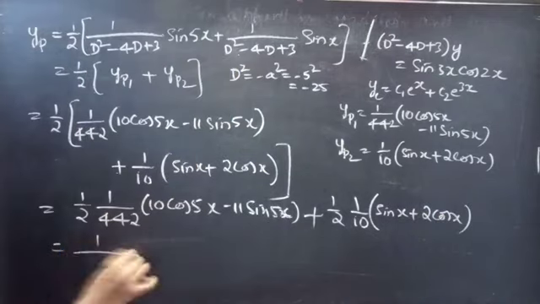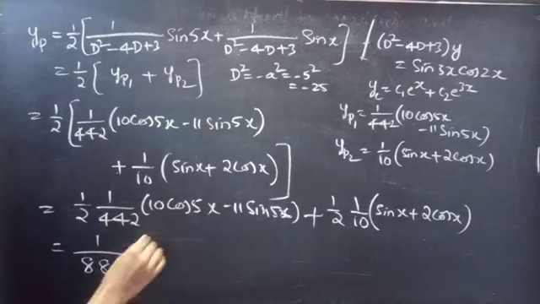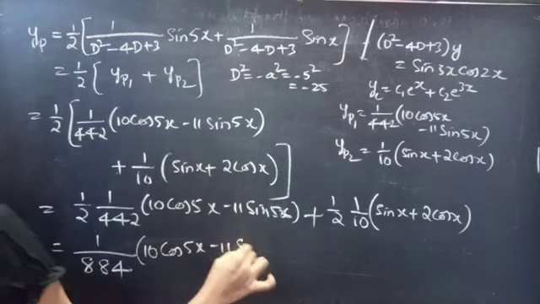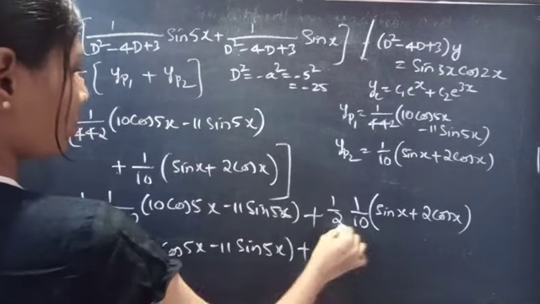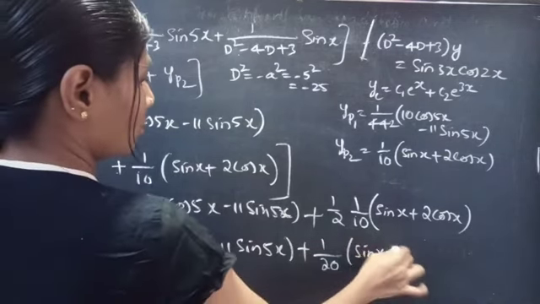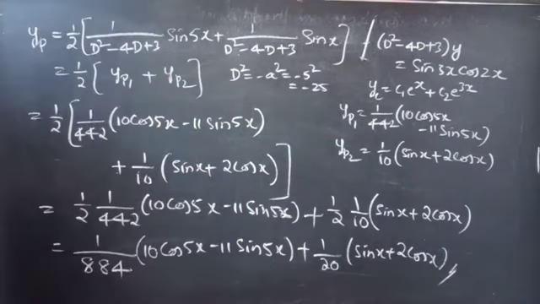Equals 1 by 2 into 442 is 884 into 10 cos 5x minus 11 sine 5x, plus 1 by 2 tens are 20 into sine x plus 2 cos x. This is our yp.